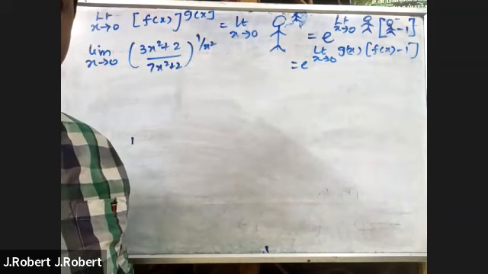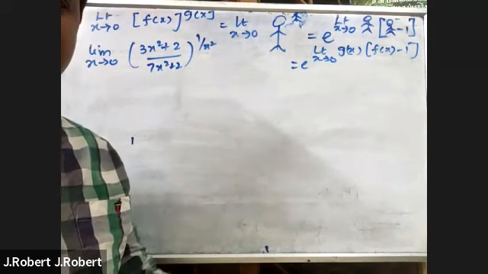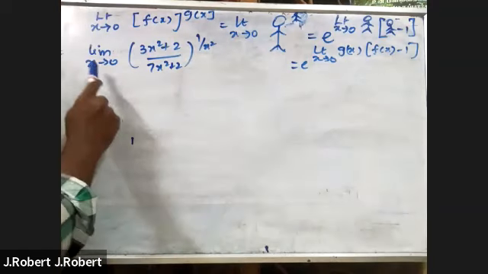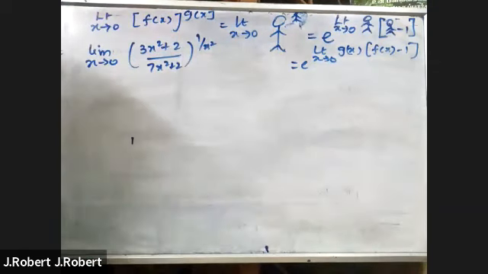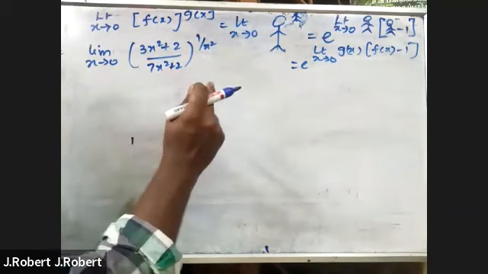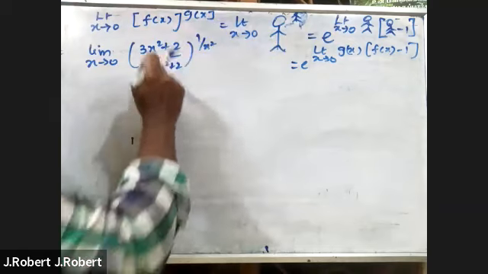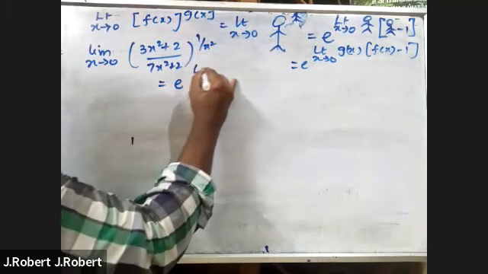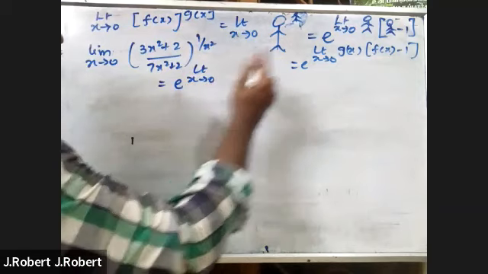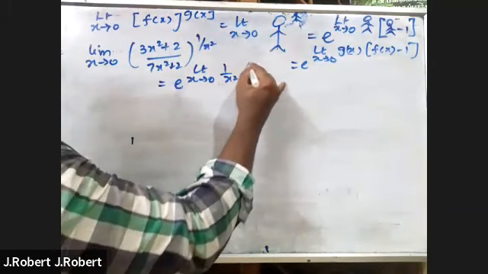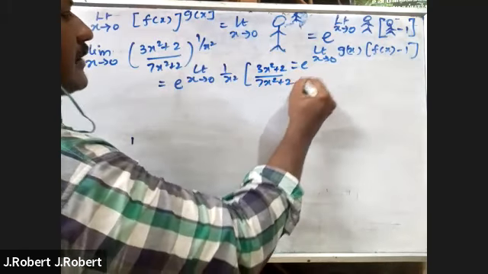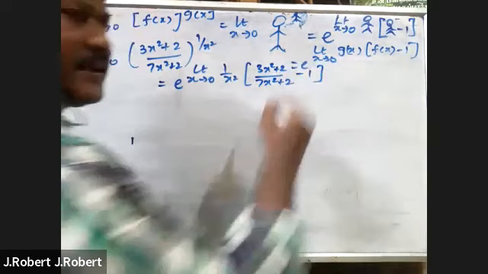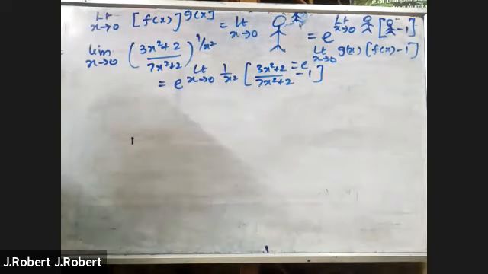Any doubt, somebody asking doubts? Please kindly unmute பண்ணிக்கப்பா. Right, so limit x tends to 0, 3x square plus 2 divided by 7x square plus 2 whole power 1 by x square. Now listen carefully, இதேதான் அப்பா மகன், father son. e power limit x tends to 0, your g of x, son முன்னாடி வந்துறாரு, 1 by x square, f of x, 3x square plus 2 divided by 7x square plus 2 minus 1. Please யாரோ ஒருத்தர் unmute பண்ணி வச்சிருக்கீங்க.